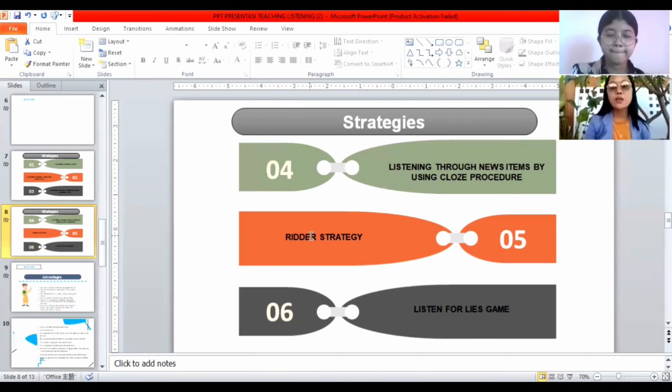And the next strategy is the reader strategy. The reader strategy is a listening learning strategy combined with a visualization method. The procedures for implementing this strategy include: first, read or listen. A student listens to a text read by the teacher or from a tape recording. Second, imagine. Students create imagination or visualization of the text that is read or heard. Third, dramatize. Students dramatize the results of their imagination.